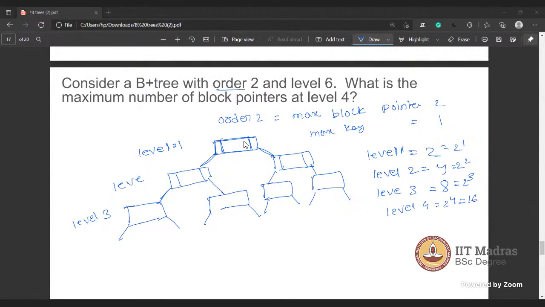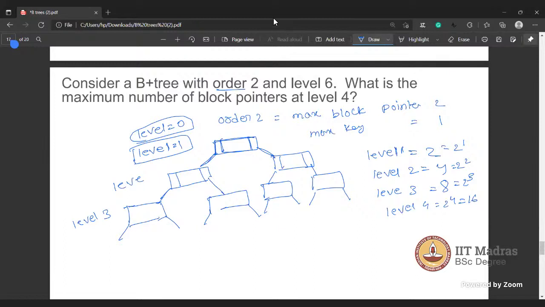Yes, sir. These types of questions by default we consider level 0. So we assume level first one. By default it is level 0, which means the root node will be on level 0.